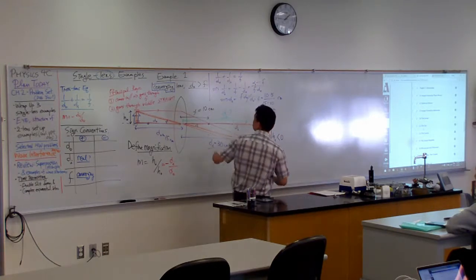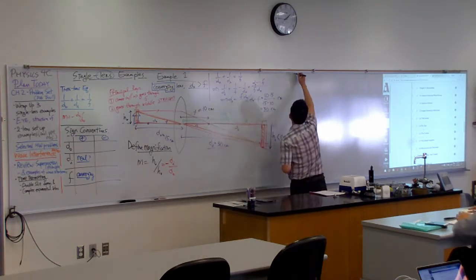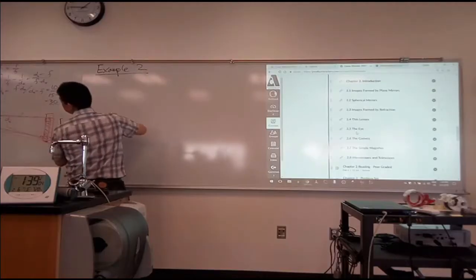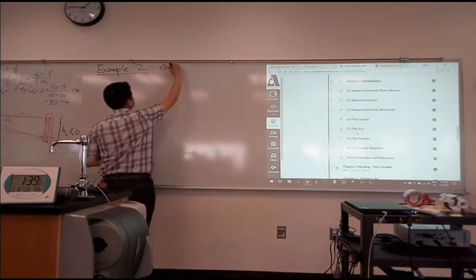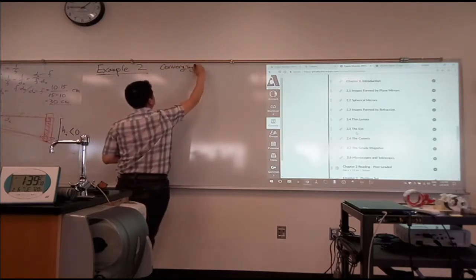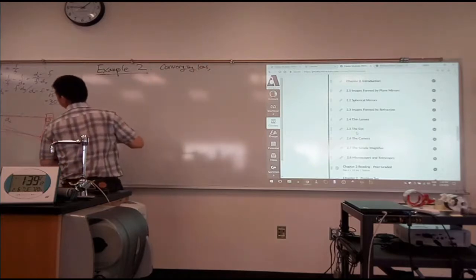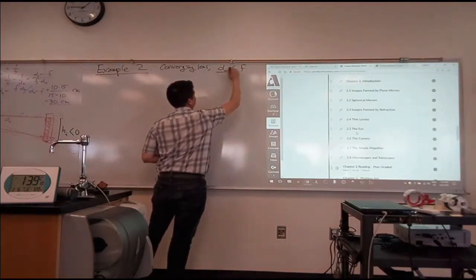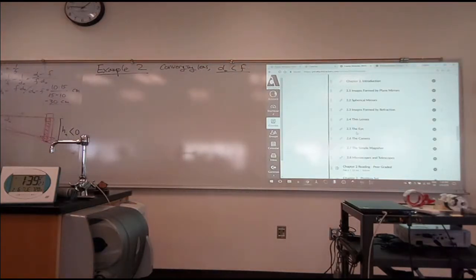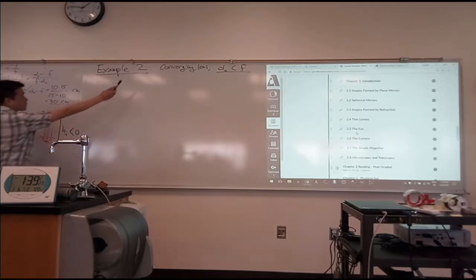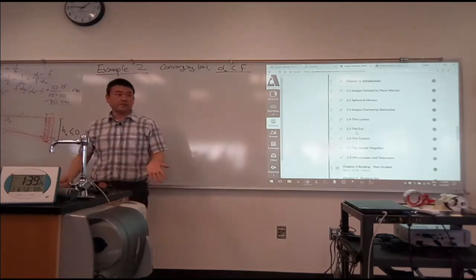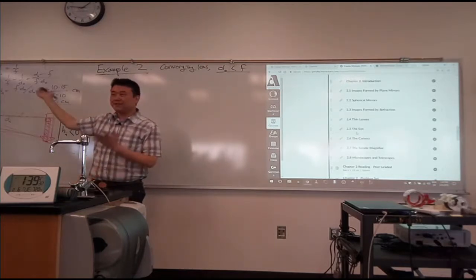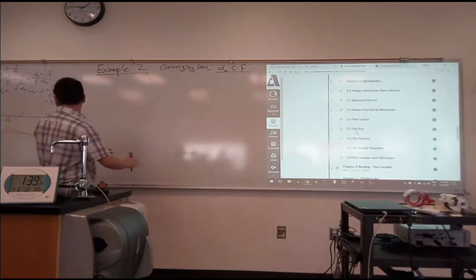Example two is the same as this, a converging lens. But the one change is that the object distance is now less than the focal length. You can kind of see that between these two examples, it covers all the possibilities with a converging lens, at least when you have a real object. Okay, good. So let's do that.